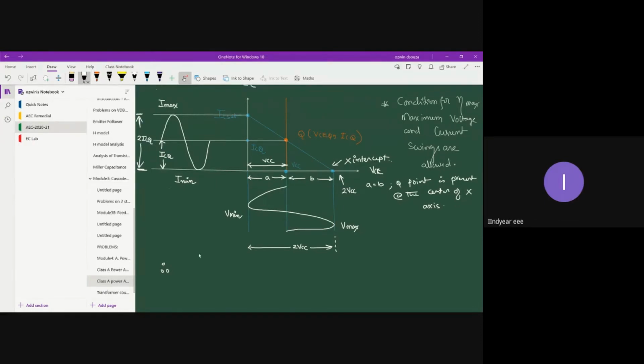So for eta max, the condition is I max should be 2 ICQ and I minimum should be 0 amperes. I minimum is touching the x-axis, hence I minimum is 0. Similarly, on the voltage side, V max, where is its value? Its value is at 2 VCC. And V minimum is at 0.